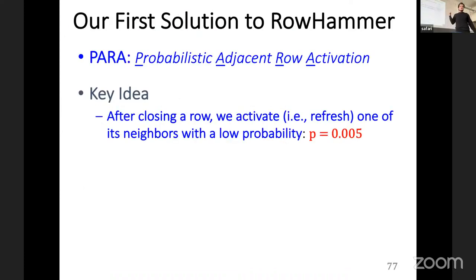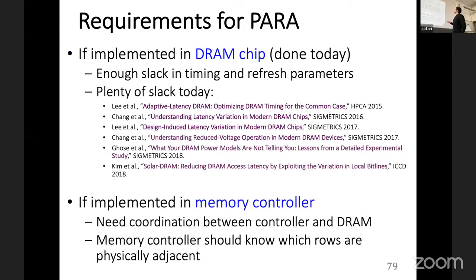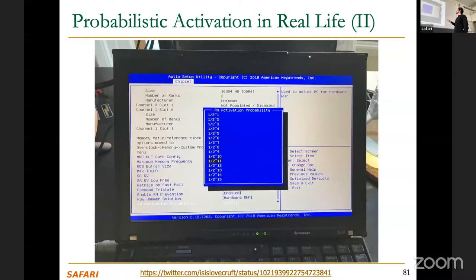And this PARA solution that I described already, I'll skip these slides, it was also implemented by Intel in some processors, and you could even see some options about it in the BIOS settings in some motherboards. So this is asking if you want hardware RowHammer protection, that's PARA, or if you want to increase refresh by 2x as your RowHammer solution. It's kind of fun because none of them are solutions. They don't solve the problem.